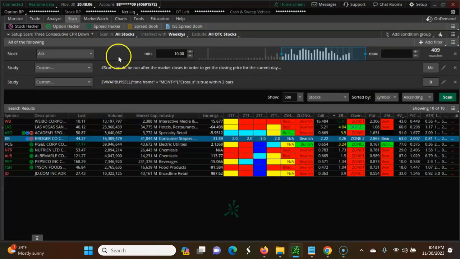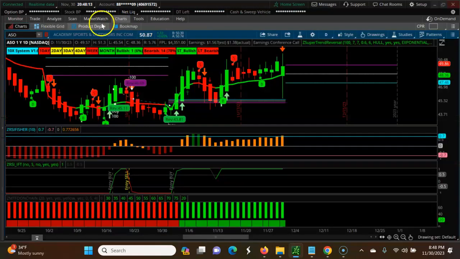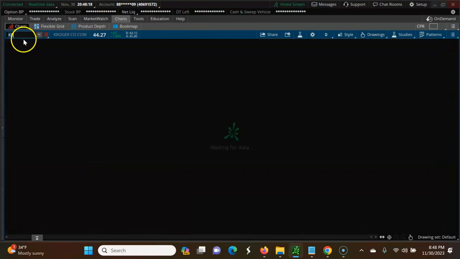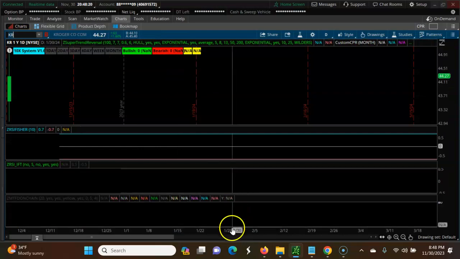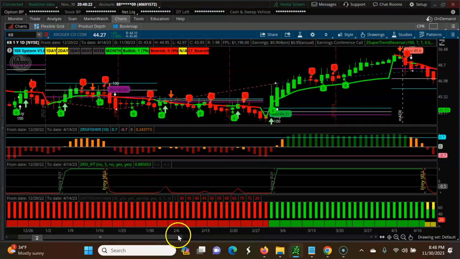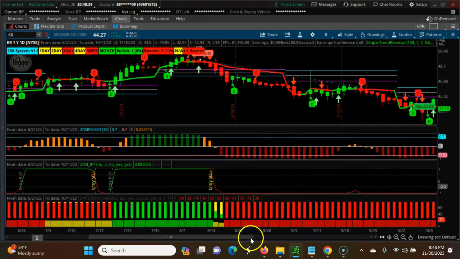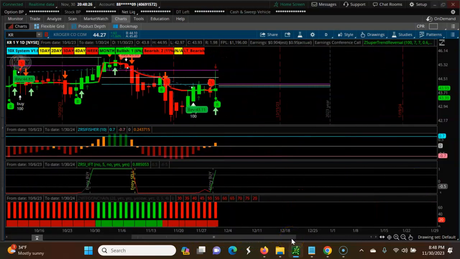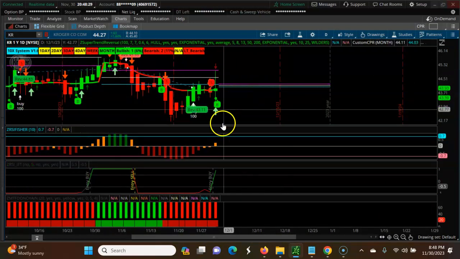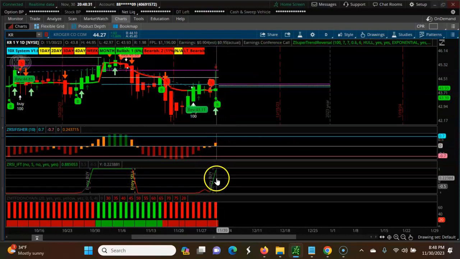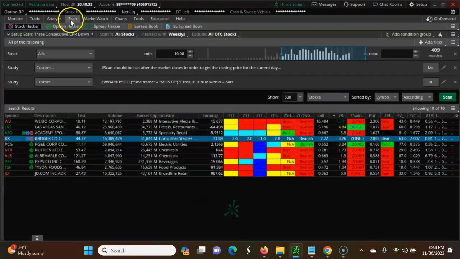Now let's set up KR. KR is also 3 CPR down, negative. Here it is positive. Okay, scan.